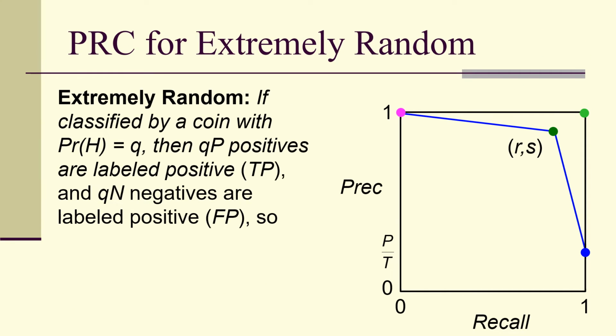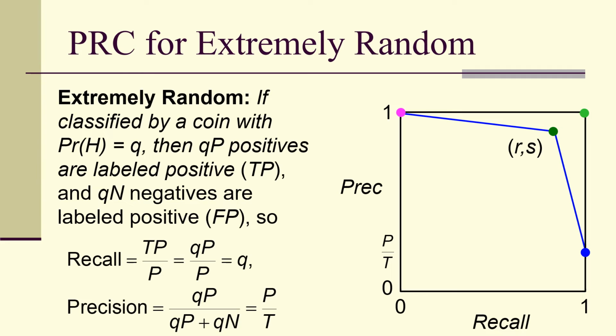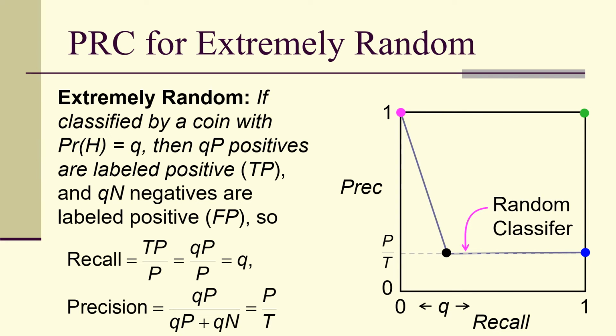If we're extremely random, what happens? Well, we have QP positives that are labeled positive and QN negatives that are labeled positive. So the recall is Q. The precision is P over T. And that means at the P over T level, we tend to think of T as being rather large, and this random classifier looks like this. So very far away from the ideal.